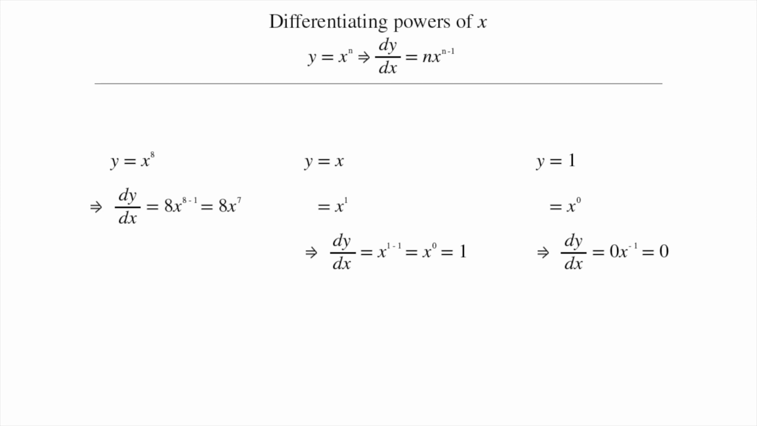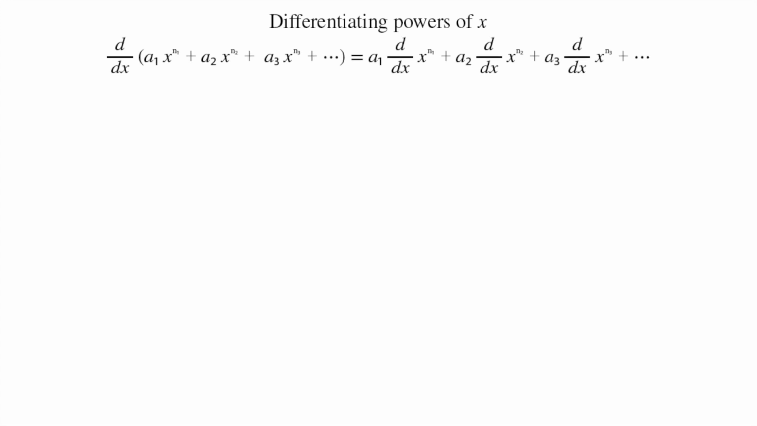But what happens when our function is the sum of several powers of x? Well, differentiation is linear, which means we can differentiate each term in the sum separately and add them up. It also means we can take constants outside the differentiation. We can put this formally by saying that d by dx of a1 x to the n1 plus a2 x to the n2 plus a3 x to the n3 and so on is equal to a1 times d by dx of x to the n1 plus a2 times d by dx of x to the n2 plus a3 times d by dx of x to the n3 and so on.